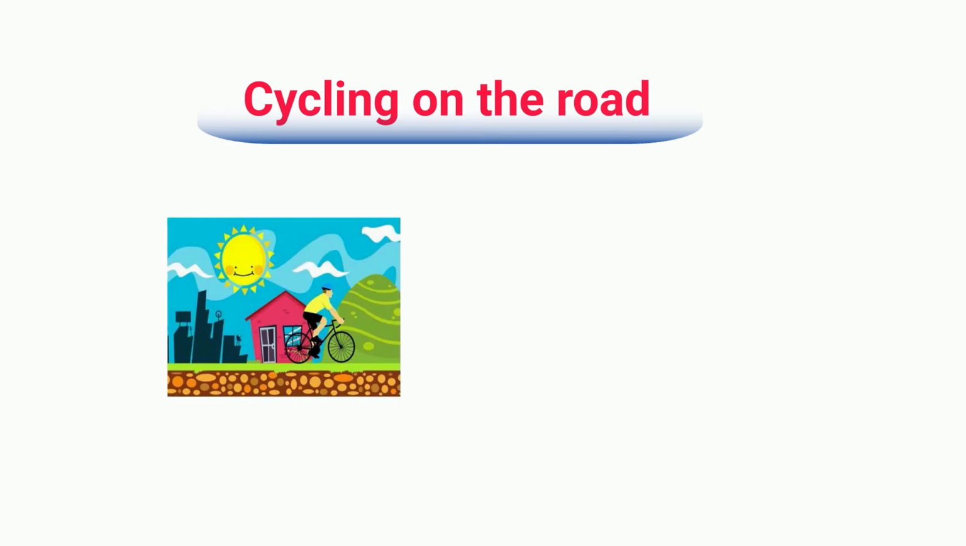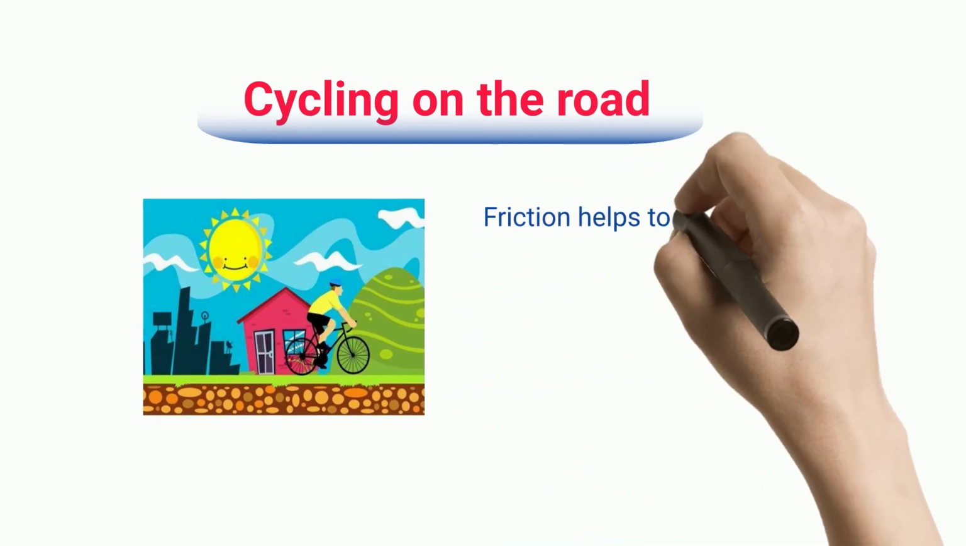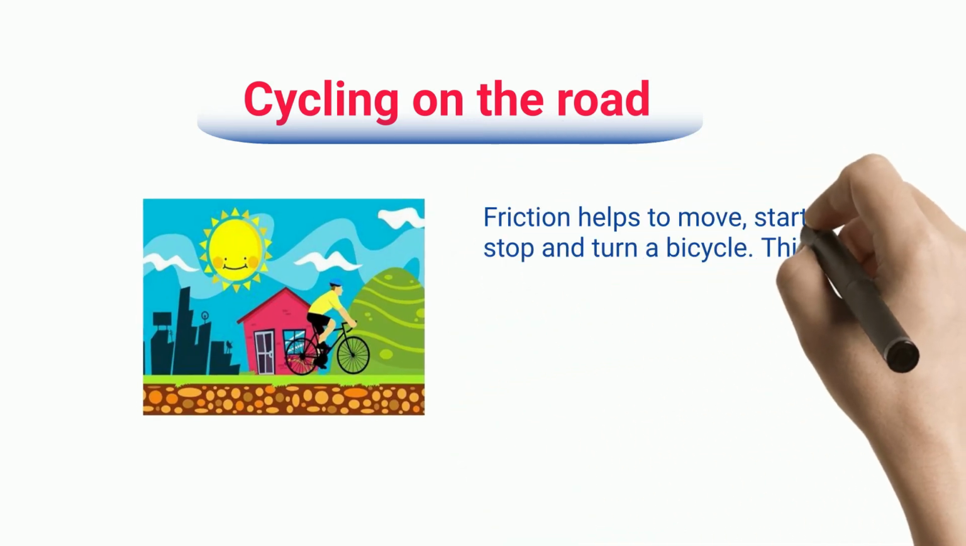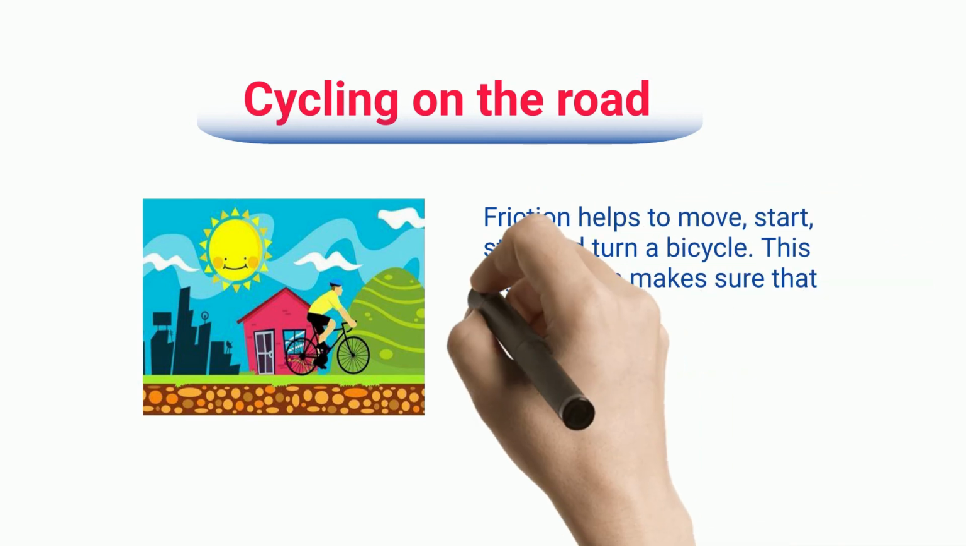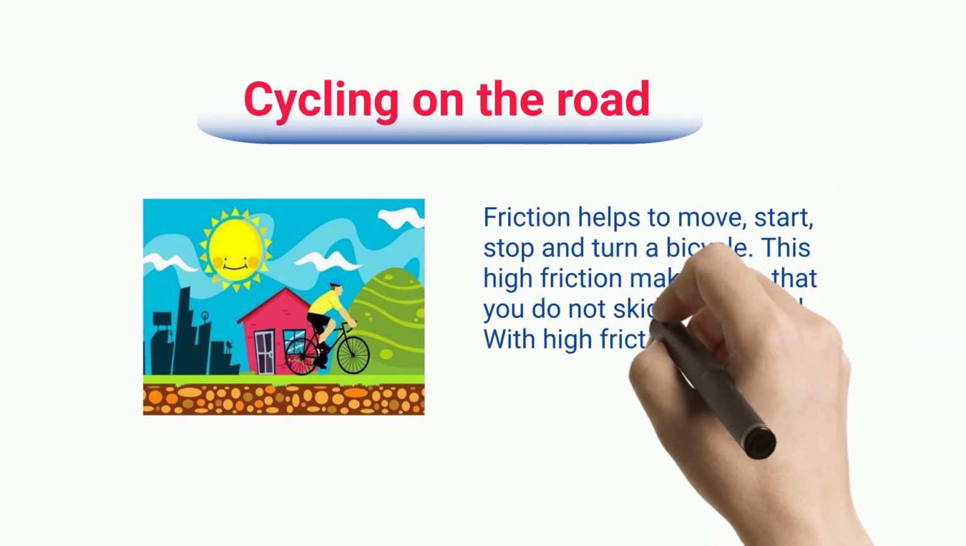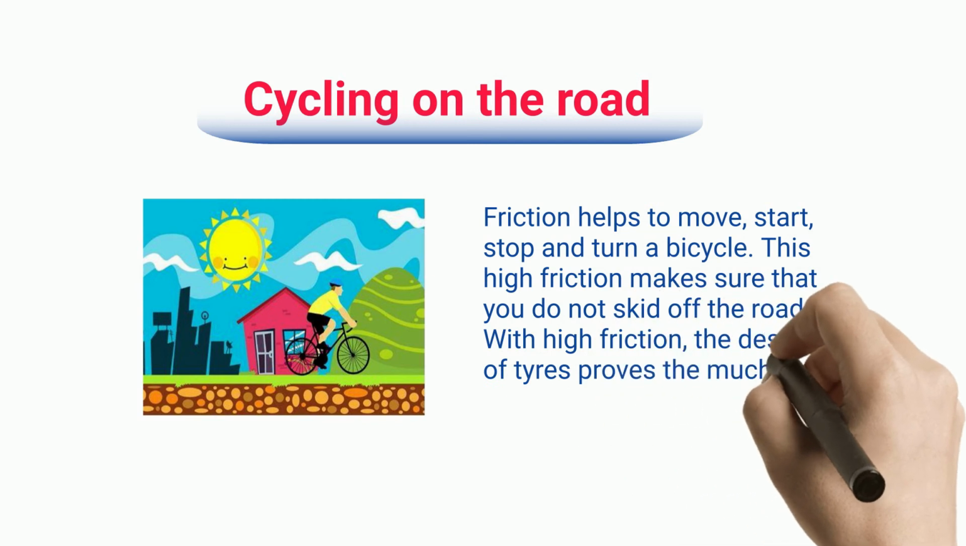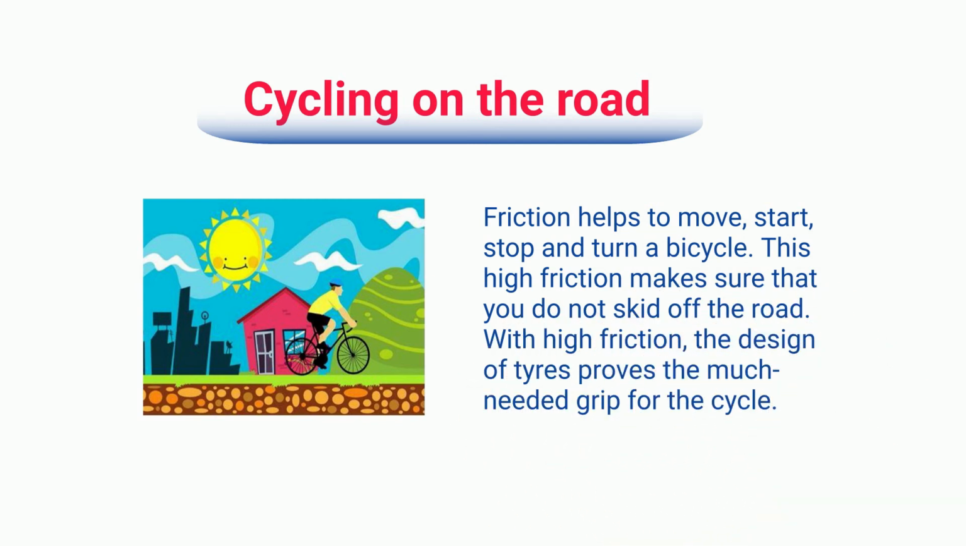Cycling on the road. Friction helps to move, start, stop and turn a bicycle. This high friction makes sure that you do not skid off the road. With high friction, the design of tires provides the much needed grip for the cycle.